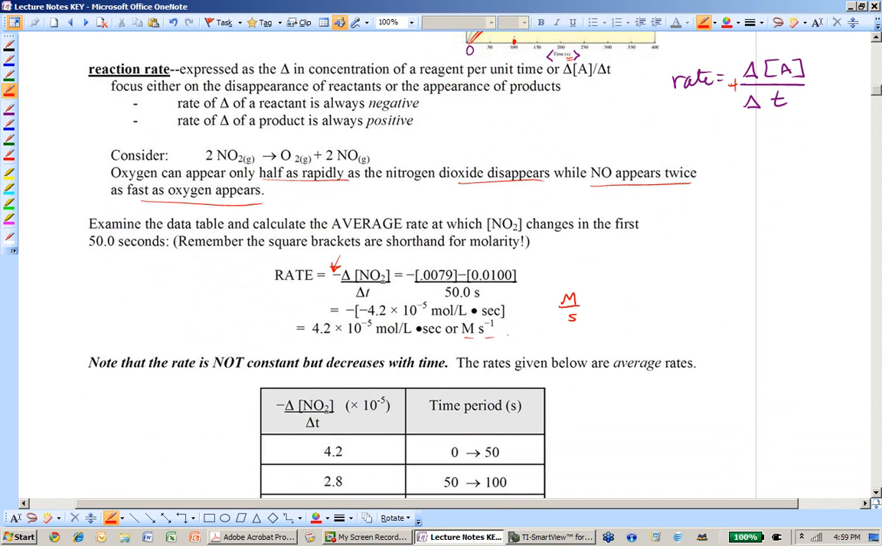Or it could look like this, which is very annoying. Or it could even look one other way. It could even look like mole liter to the minus 1, second to the minus 1. Yep, that's right. Molarity per second. Molarity per second. Yep, that's it. Equals 4.2 times 10 to the minus 5. But notice that the minus of the minus thing canceled out. In this example, it doesn't always work that way.